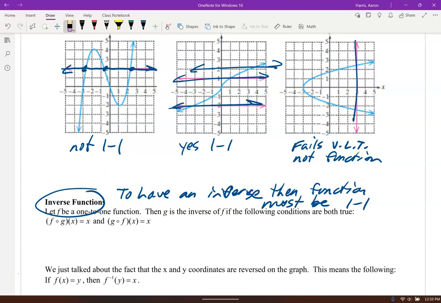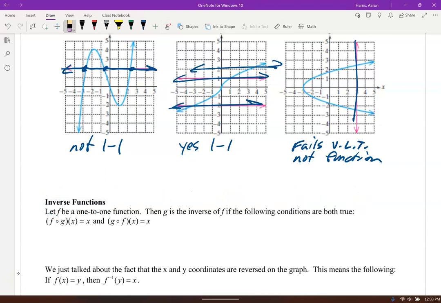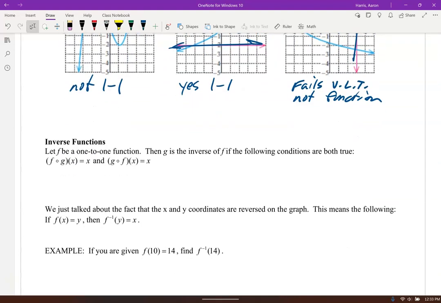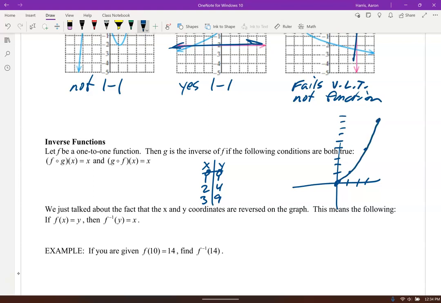So let's talk about inverses for a minute. Let's say we have a set of points. I don't know, let's say we got 0, 0, 1, 1, 2, 4, 3, 9. Okay, here's this function from there to there. I'm going to connect the dots, so there's more points than that, okay?